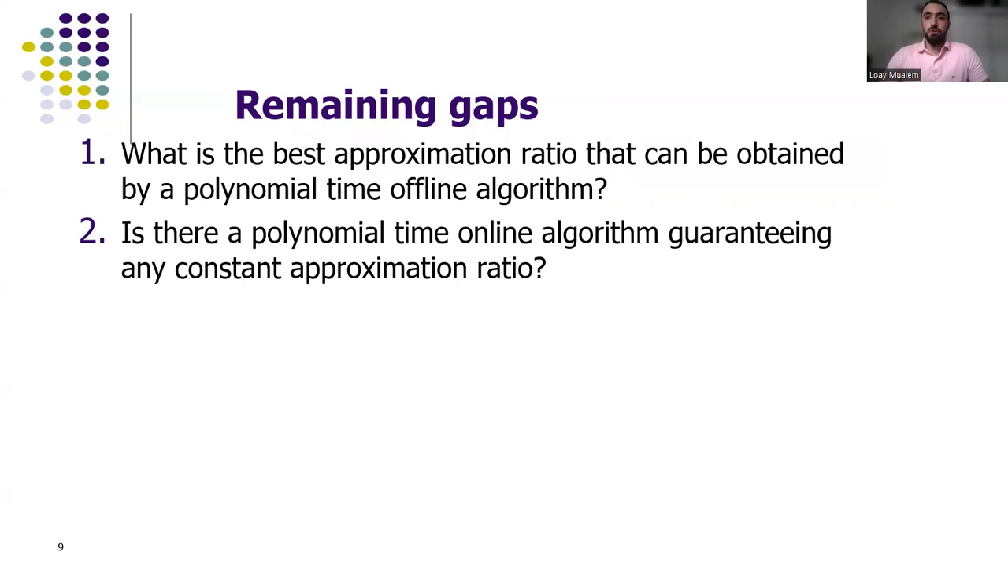The second question is, is there a polynomial time online algorithm guaranteeing any constant approximation ratio? Can such an algorithm match the optimal approximation ratio obtainable by an offline algorithm?